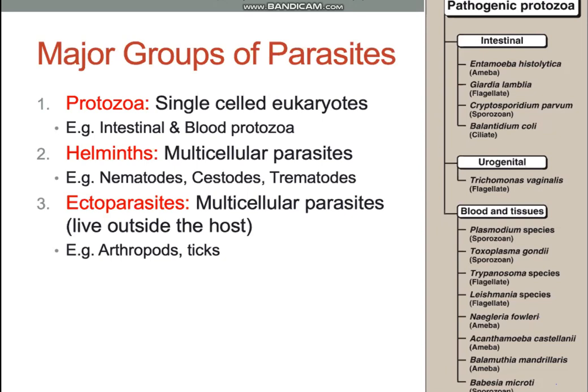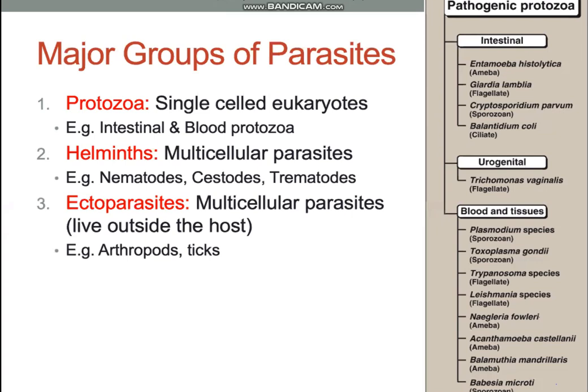The name protozoa comes from proto and zoa. Proto means primitive, something very simple. And zoa is animal, so it could be translated to primitive animal. And it was once considered to be the first form of life.